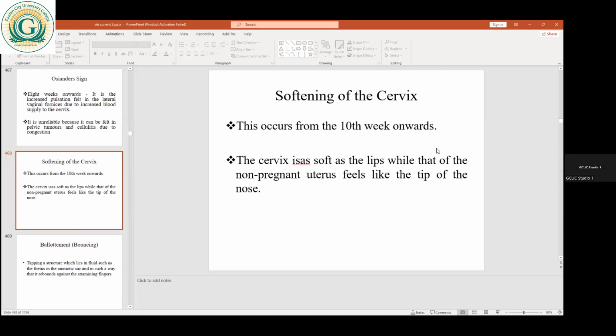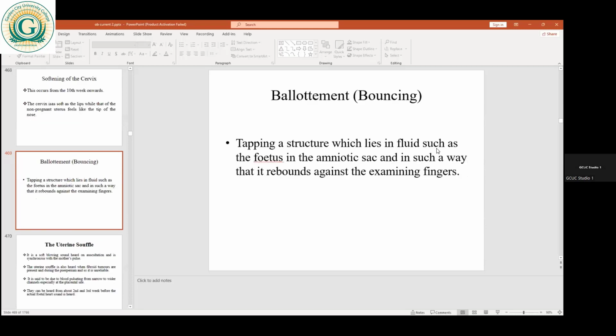But if the woman is pregnant, it's very, very soft, and it indicates the pregnancy. Ballottement: you hit the abdomen of the pregnant woman, and if there's something inside the amniotic fluid, it moves to the other side of the uterus, and you feel it with your fingers. It rebounds. Then we conclude of what?